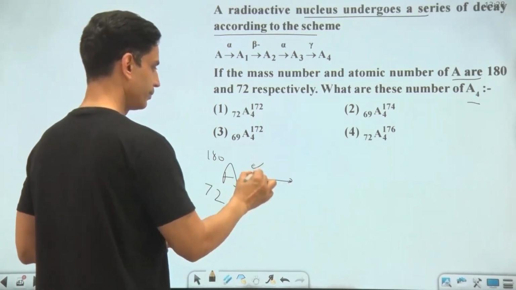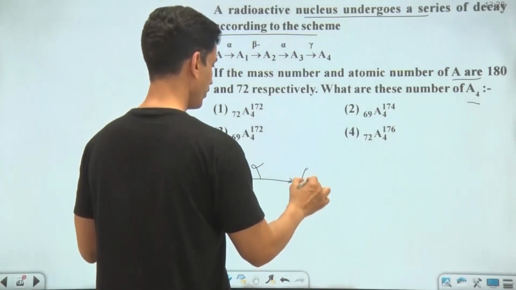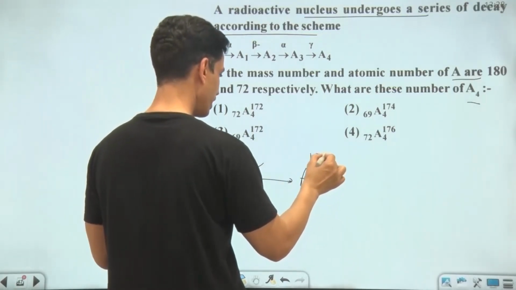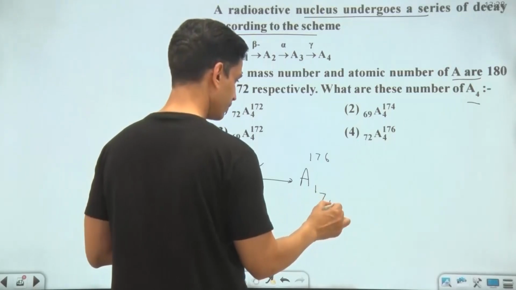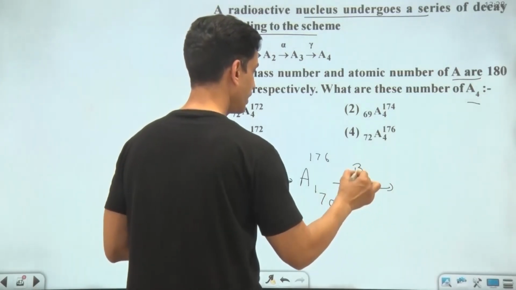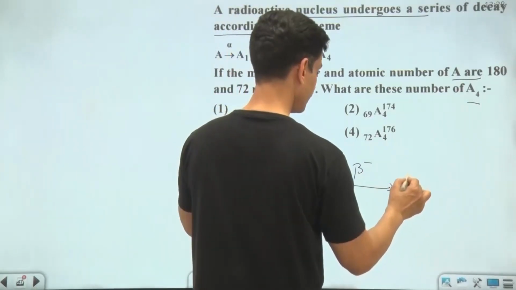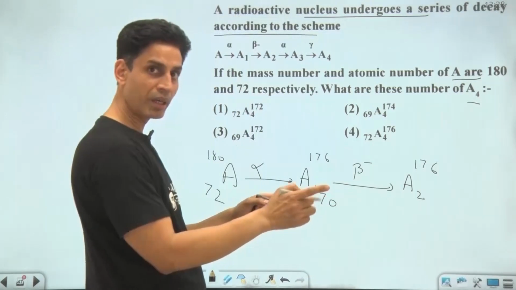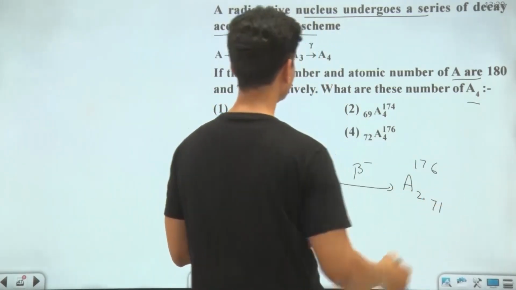Now alpha decay. Mass number decreased by 4. So A1: mass number decreased by 4, so it will be 176, and the atomic number decreased by 2, so it is 70. Then beta negative decay. Mass number remains same, but atomic number increases by 1, so it is 71.